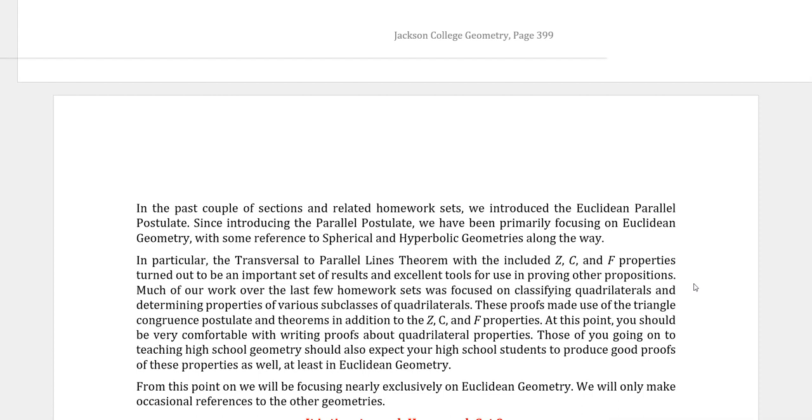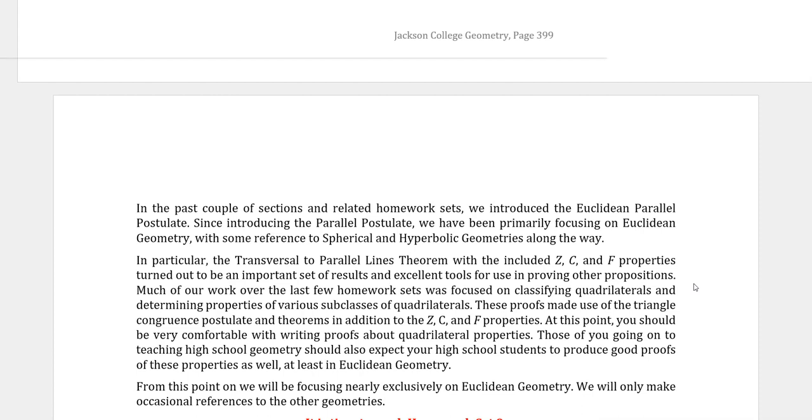Now, really from this point on, we're going to be nearly exclusively focusing on Euclidean geometry. We're only going to occasionally make reference to the other geometries. So we've gradually been pulling away from these others. Again, we mainly used taxicab geometry to show us that the SAS postulate, side-angle-side postulate for congruence of triangles, is independent of the other postulates. And we see that triangle congruence works very differently in taxicab geometry. So once we introduce that postulate, then we pretty much quit talking about taxicab geometry for the most part.